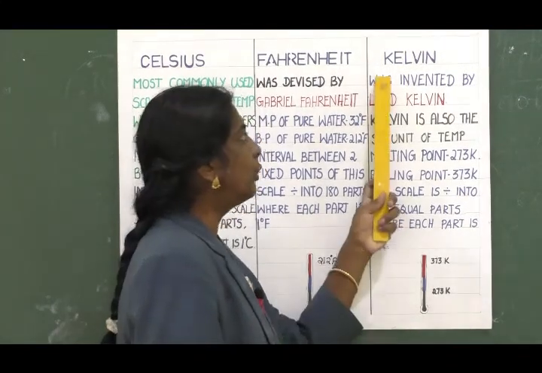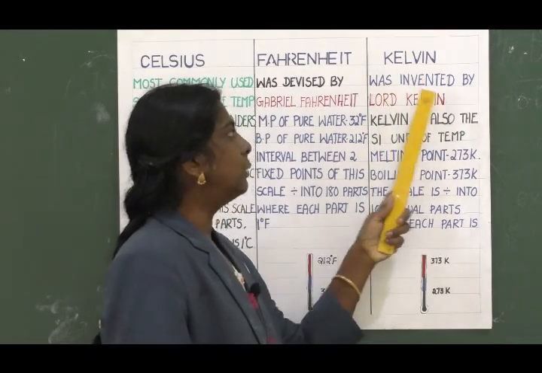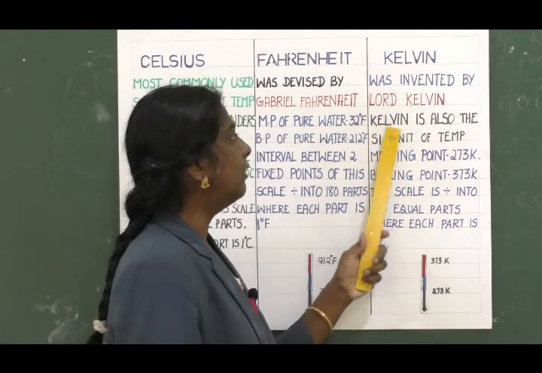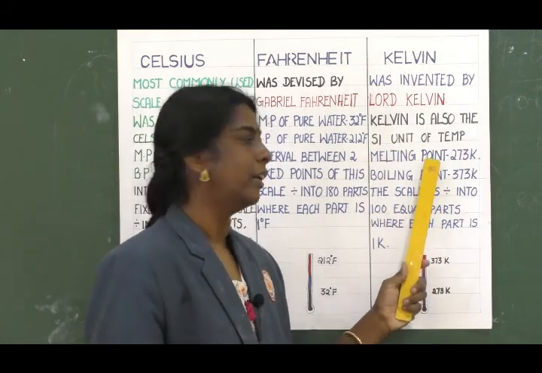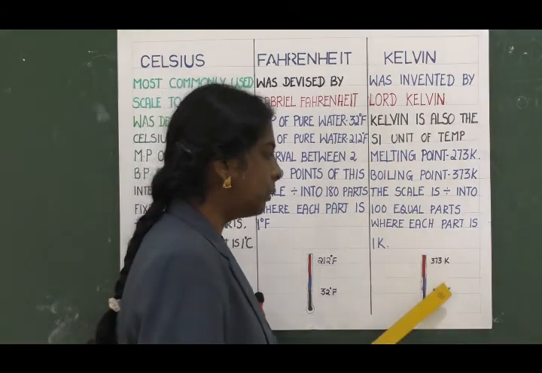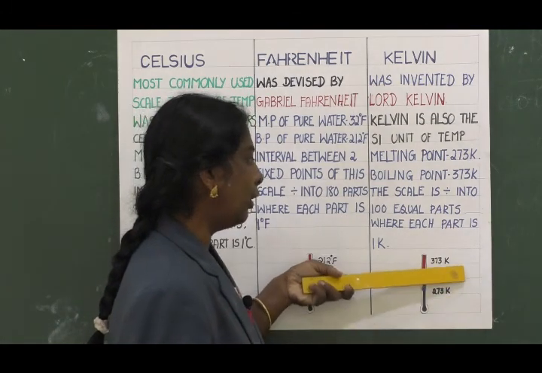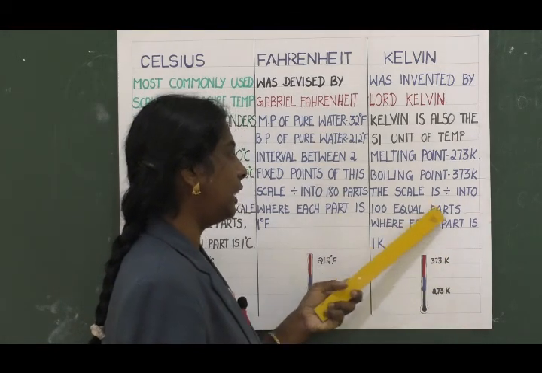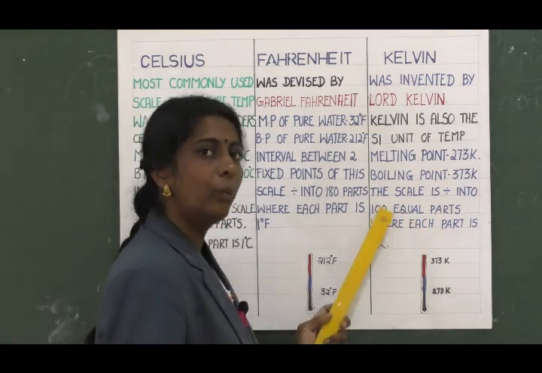Now about the third unit of temperature, that is Kelvin. Clear? This scale was invented by Lord Kelvin. Kelvin is also the SI unit, or system unit, of temperature. Here also they are having two different points, melting point and boiling point. Melting point is 273 Kelvin and boiling point is 373 Kelvin. The scale is divided into 100 equal parts, where each part is 1 Kelvin.